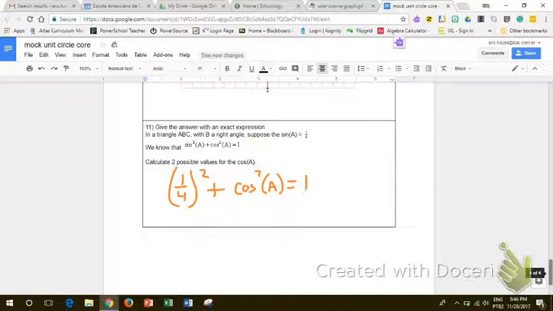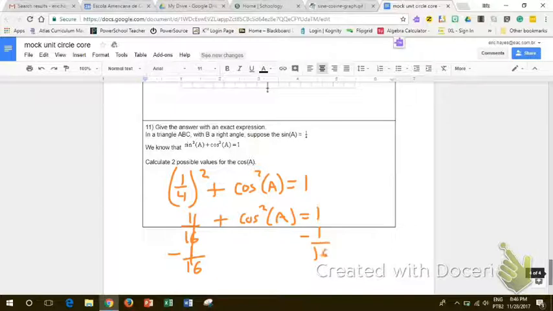What do I do now? I square this. 1 times 1, 1. 4 times 4 is 16, plus cosine squared A equals 1. Then how do I get cosine by itself? I need to move. When you move things, they're always either adding or subtracting. So I'm going to subtract this 1/16. Bring it to this side.